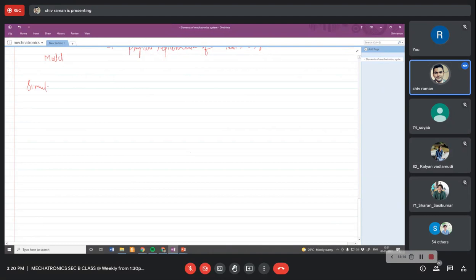Then you have simulation. In simulation we basically simulate the model, and we study the behavior and performance of the actual or a theoretical model. Okay, so in the information system, the first necessary step is need identification. We have to identify the need.